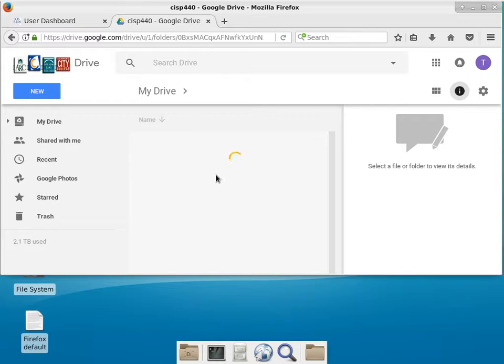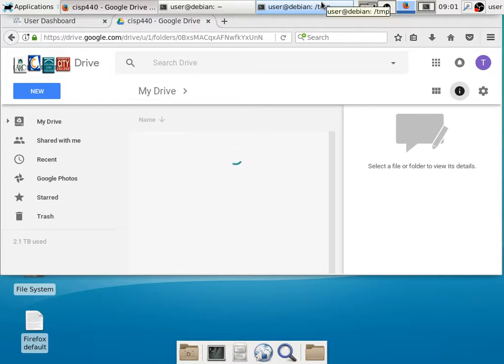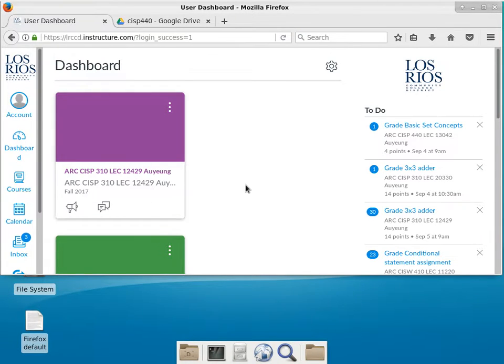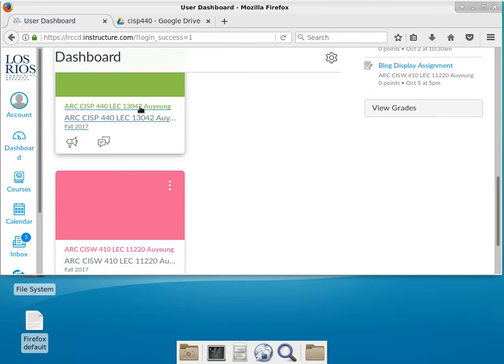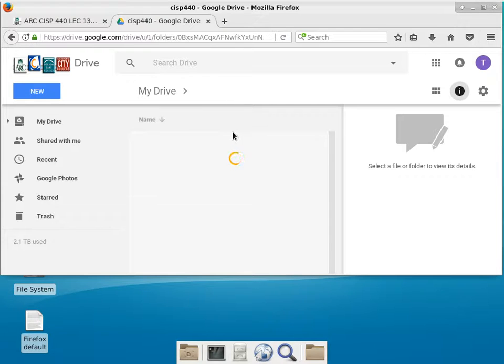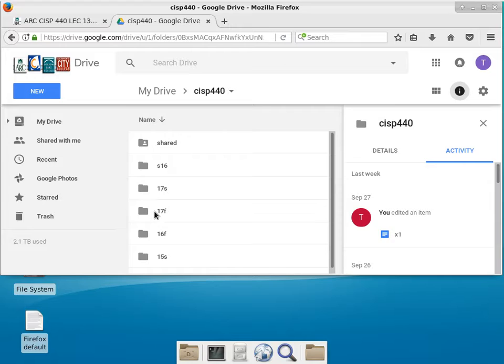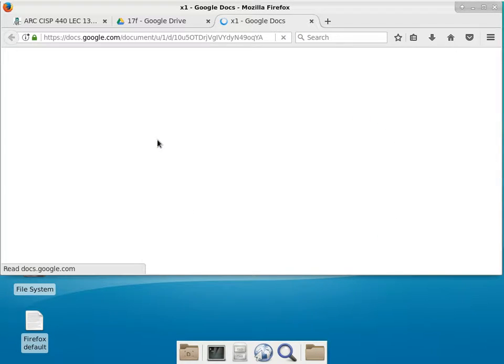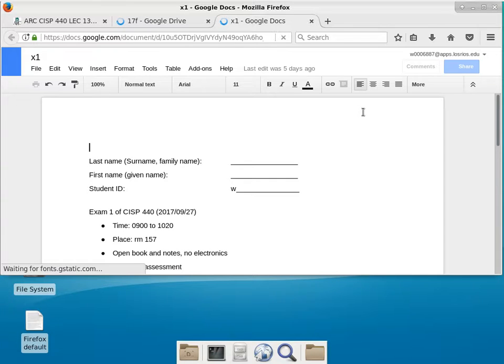Either my drive is having some issues or something is going on. This looks a lot slower than it should be. But Canvas seems okay. So I don't know what the issue is. Nope, Canvas is a little bit slow too, but not as slow as Google Drive. And this is exam 1. So I'll do this part first.